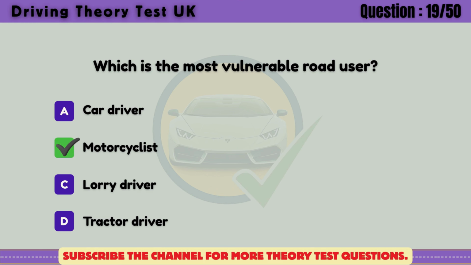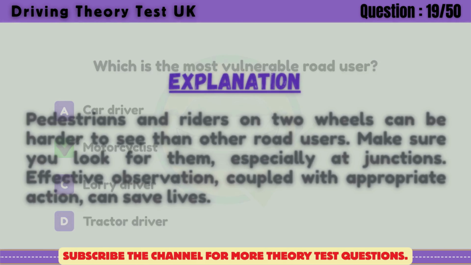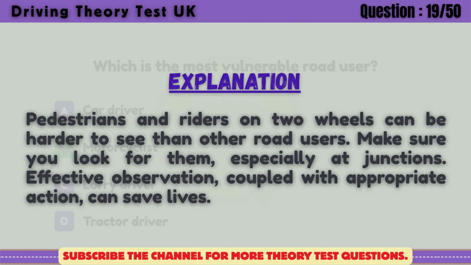Answer is B. Motorcyclist. Pedestrians and riders on two wheels can be harder to see than other road users. Make sure you look for them, especially at junctions. Effective observation, coupled with appropriate action, can save lives.